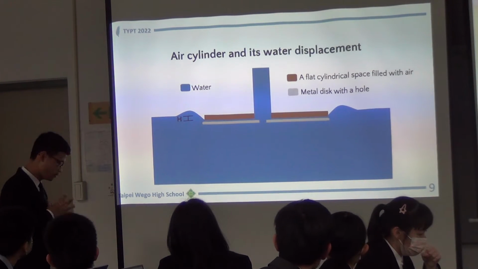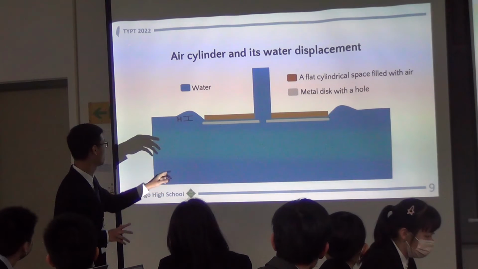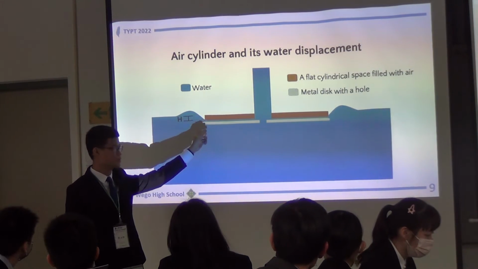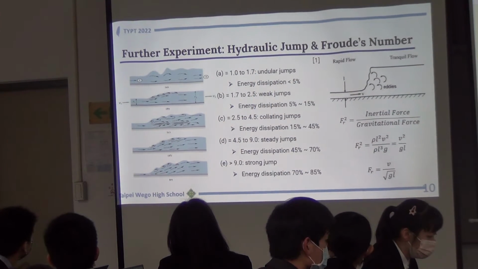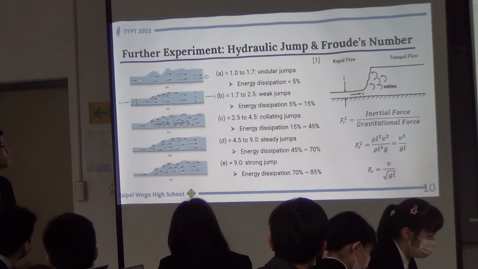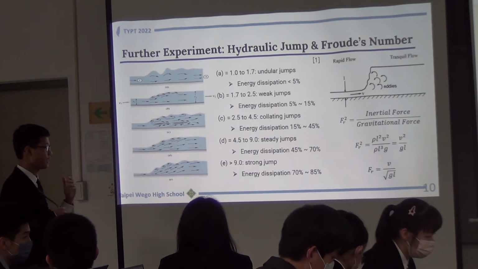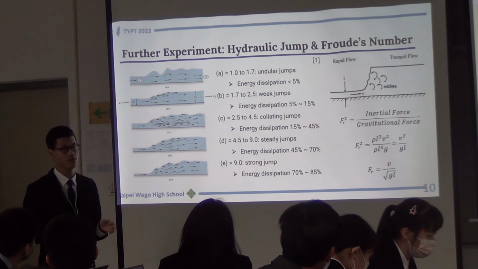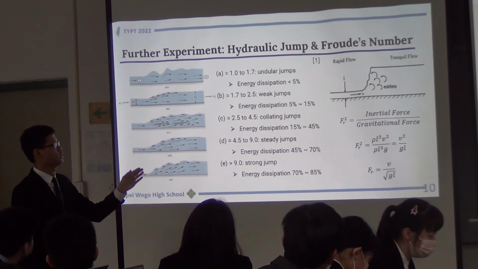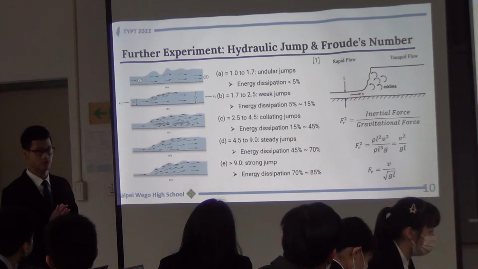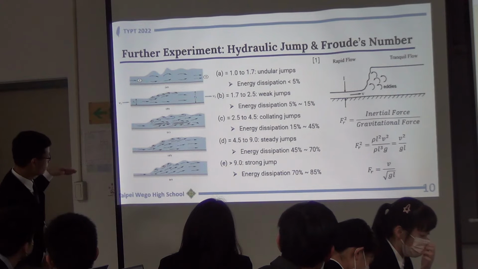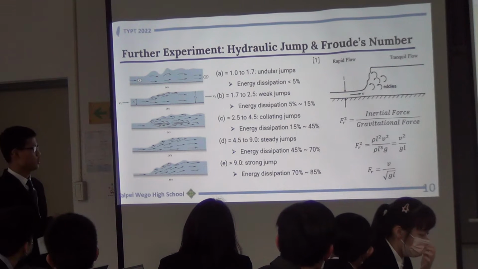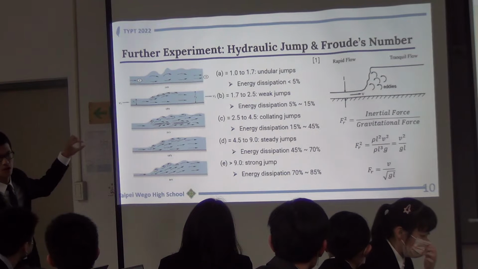From the experiment, we can observe another phenomenon over here, which is the water stream going upwards, having a peak, and going down. This is a phenomenon called hydraulic jump, which is related to Froude's number. According to our reference, the square of the Froude's number is the inertial force over the gravitational force. In this case, the Froude's number will be the water stream speed divided by the square root of g times the height of the water.